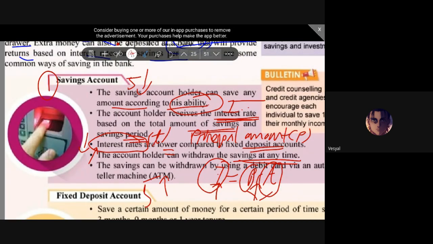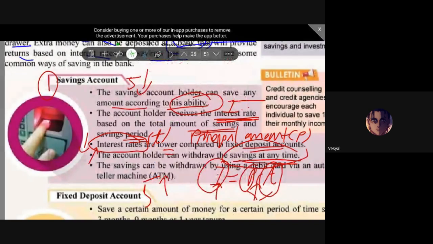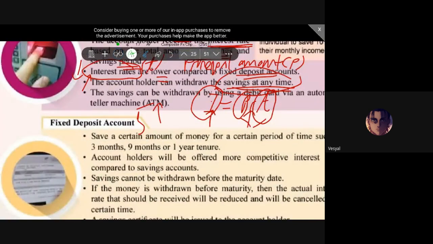So that's the downside of the savings account. But the upside is you can withdraw anytime you like. That's the thing most people want in the end, although their money might not accumulate that much. It can be withdrawn via debit card or ATM machine. So that's one more piece of info.